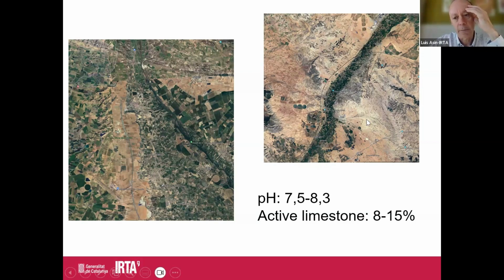Anyway, this picture is just to show the quality of the soils. In this situation, our pH is 7.5 to 8.3, and the active limestone is from 8 to 15%. Consequently, our soils are really calcareous, very calcareous soils. Consequently, we have problems of iron chlorosis.